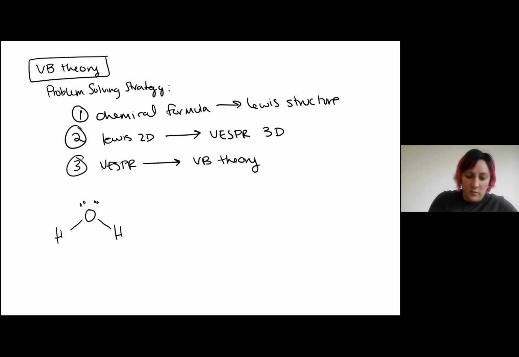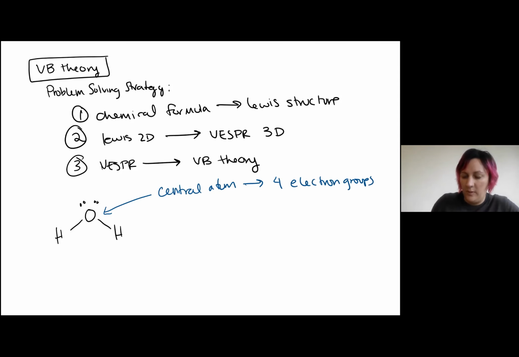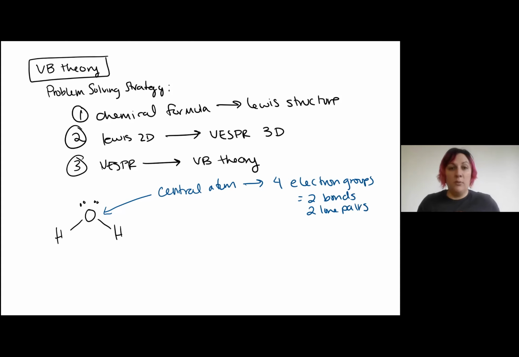And so what we're going to do is take a look at our central atom, and we're going to look at the electron groups. In this one, we have 4 electron groups. We have 2 bonds and 2 lone pairs. And if we were looking at VSEPR theory, we would say these 4 things repel each other because they all have electrons, which are the same sign of charge, so they repel. So they'll arrange themselves as far apart from each other as possible.